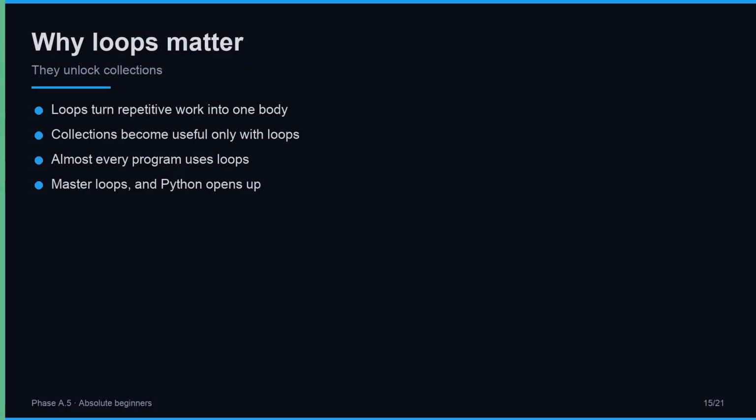Because almost every program repeats work. Process every row in a spreadsheet. Send a message to every user. Check every file in a folder. Score every student in a class. Without loops, you would write each step by hand. With loops, you write the step once, and Python applies it to every item in a collection.